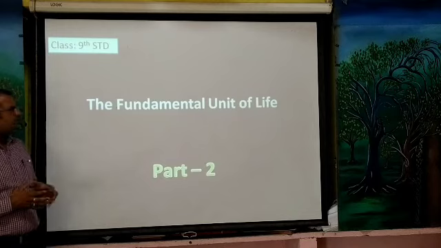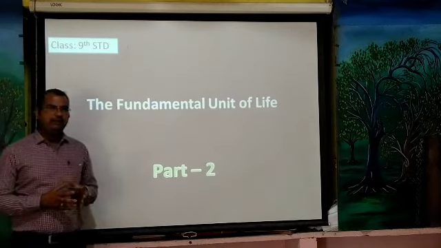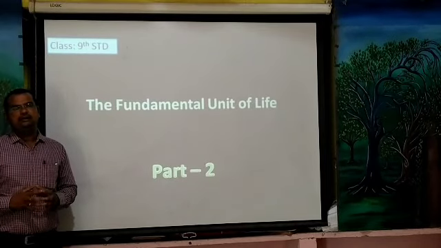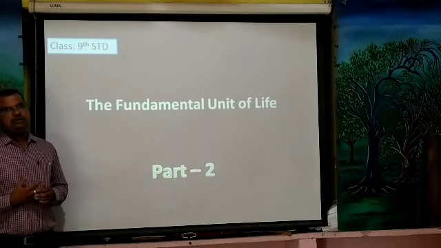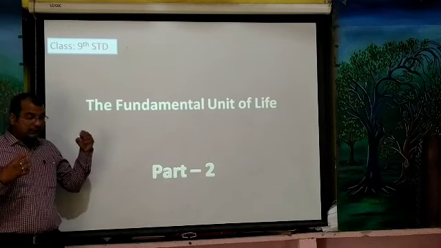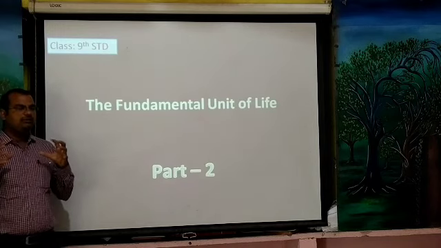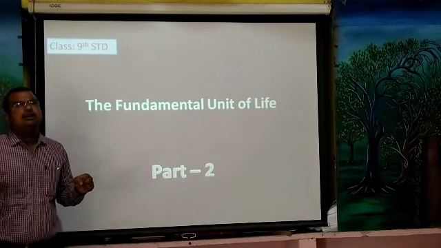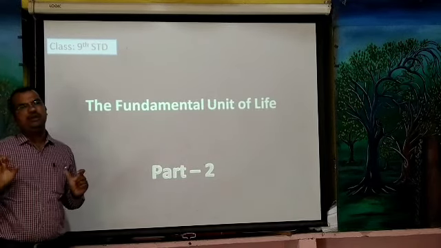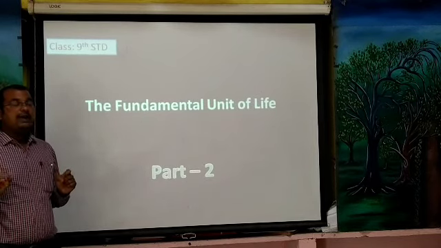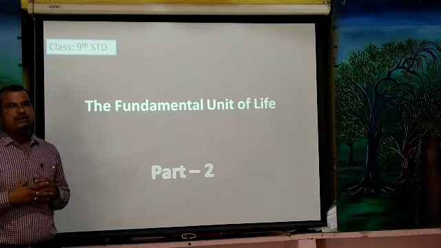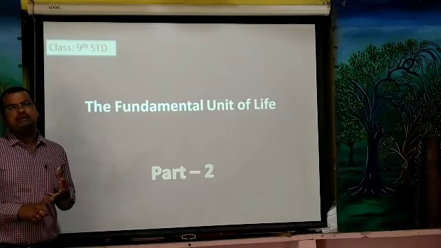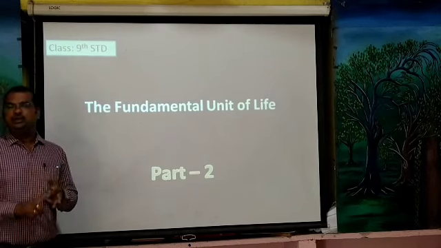The chapter we are discussing is called the fundamental unit of life. In part 1, we discussed what a cell is, why we call it a cell, and what the fundamental unit of life is. The fundamental unit of life is the cell. A cell is a structural and functional unit of all living organisms. And what is the cell made up of? The cell is made up of three major structures: the plasma membrane, cytoplasm and nucleus.